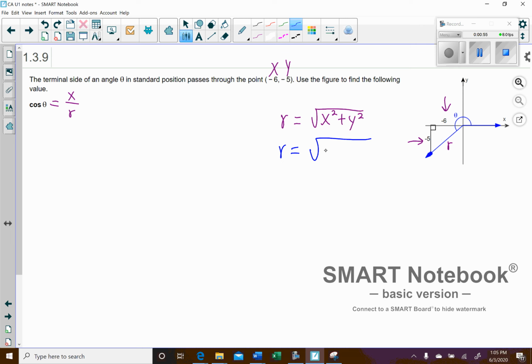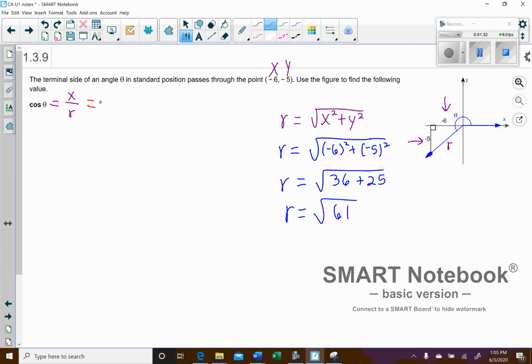So let's see, that'll be -6 squared plus -5 squared. So we're going to get the square root of 36 plus 25. So we'll get R equals the square root of, let's see, what is that, 61? Sounds good. And so you'll want to check and see, can R be simplified? Can you reduce the radical? And it doesn't appear so. So we're going to have to leave that as square root of 61.